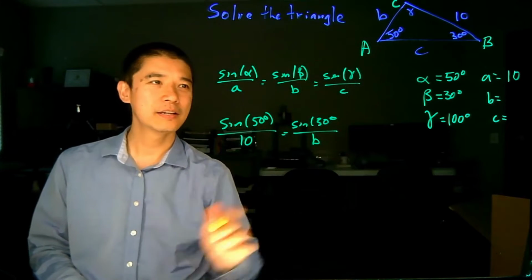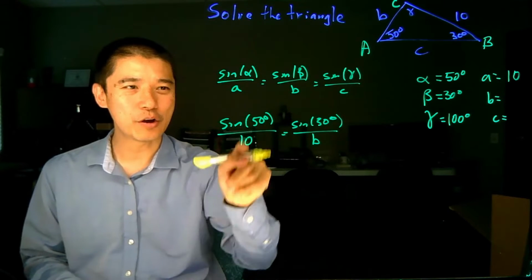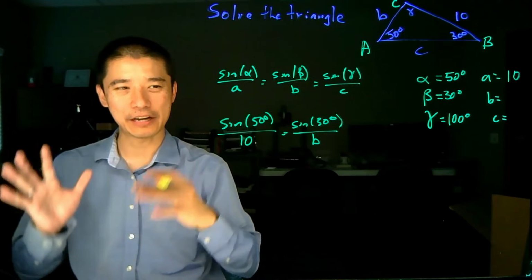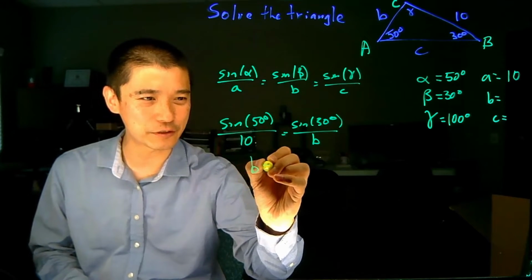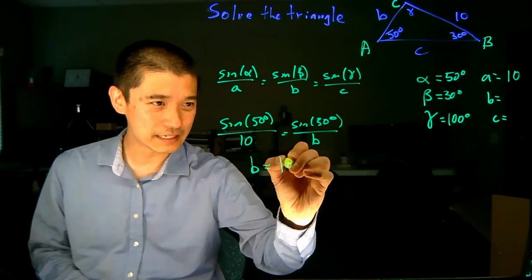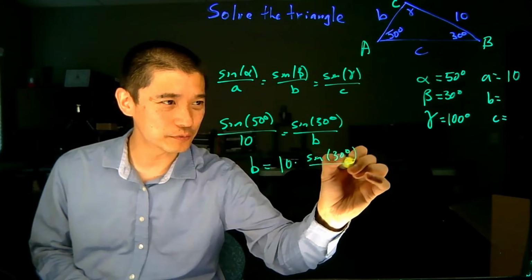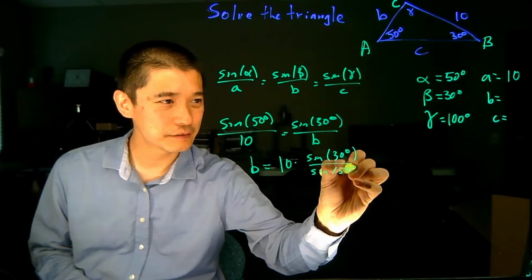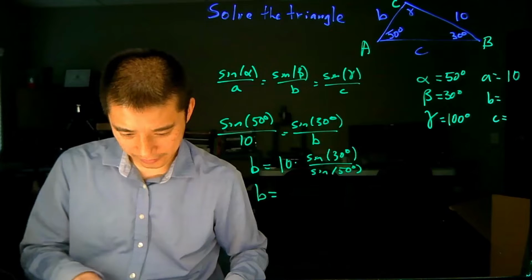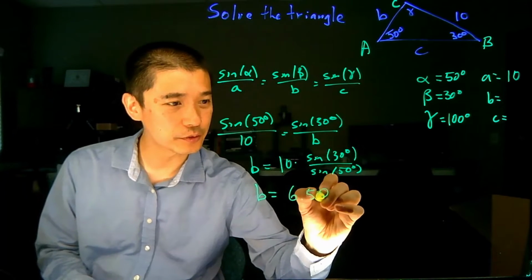So sine of 50 degrees over 10 is equal to sine of 30 degrees over the unknown value b. Now in this case, even though we know the exact value of sine of 30 degrees, we won't know the exact value of sine of 50 degrees. And so either way, we're going to have to run to a calculator, because there's just no way for us to do it by hand. Let's solve for b first. So b is equal to 10 times sine of 30 degrees over sine of 50 degrees. You plug that into your calculator, you're going to get a value of b is equal to 6.527.